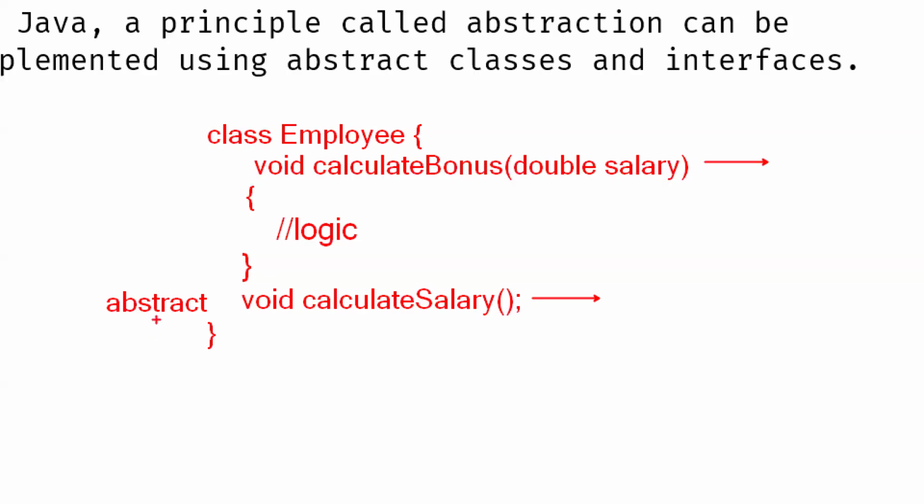Now, in this class, you have an abstract method. So tell me, is this Employee class a fully implemented class? No, it's not a fully implemented class because calculateSalary is not implemented. So to indicate that this is not a fully implemented class, we also need to make this class abstract.